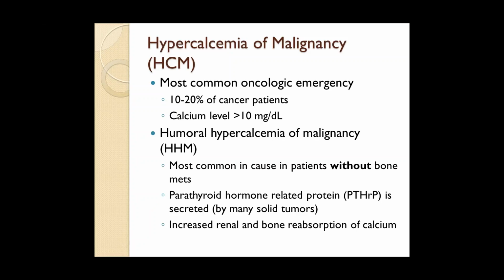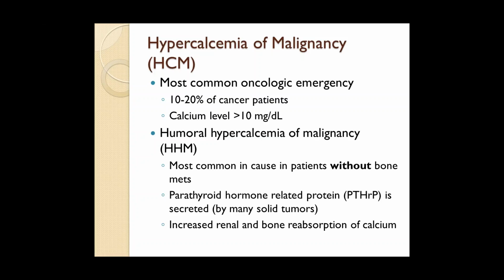There are two mechanisms by which hypercalcemia of malignancy can occur. The first is humoral hypercalcemia of malignancy, and this encompasses about 80% of cases of hypercalcemia of malignancy. This is also the most common cause of hypercalcemia of malignancy in patients who do not have bone metastases. And it's important to note that patients can develop hypercalcemia of malignancy without having bone metastases.